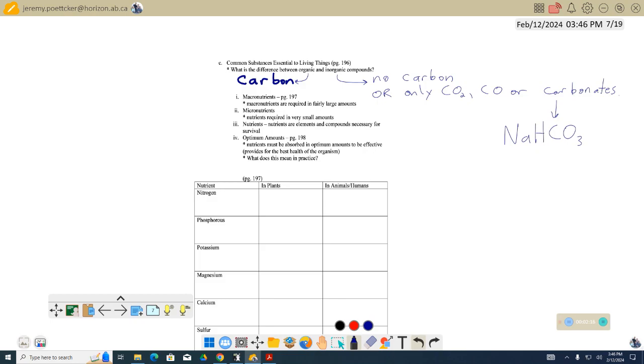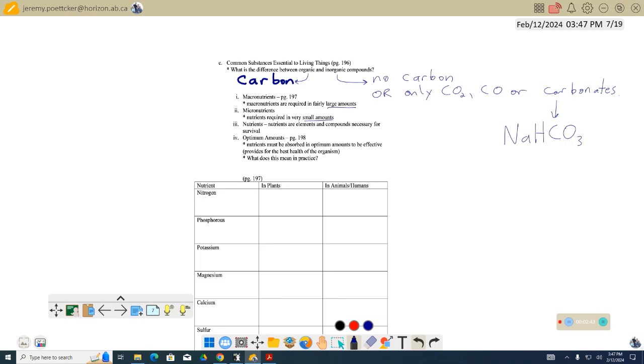Moving on then to macronutrients. I'm not going to really do a whole bunch with this, but these are nutrients required in large amounts, so underline that if you can. Micronutrients. These are nutrients required in very small amounts, as the name might suggest. In general, what are nutrients? Well, they are elements and compounds that are necessary for survival.